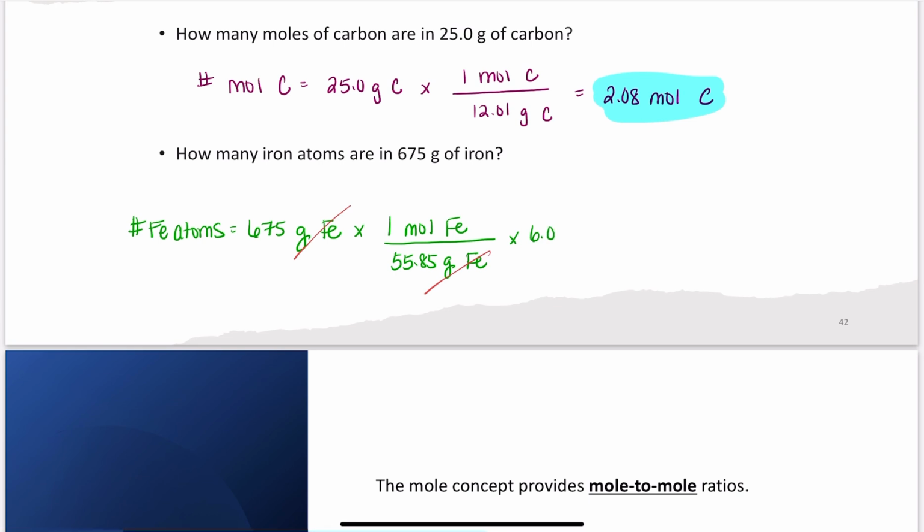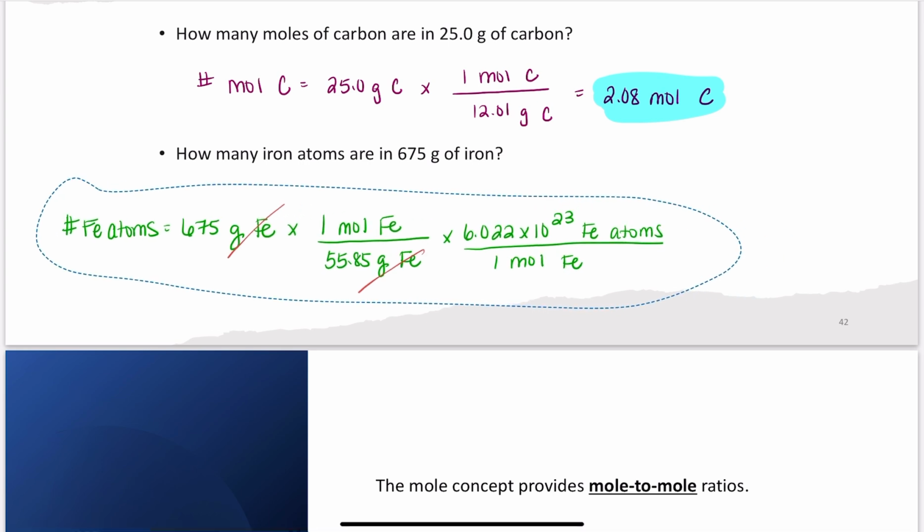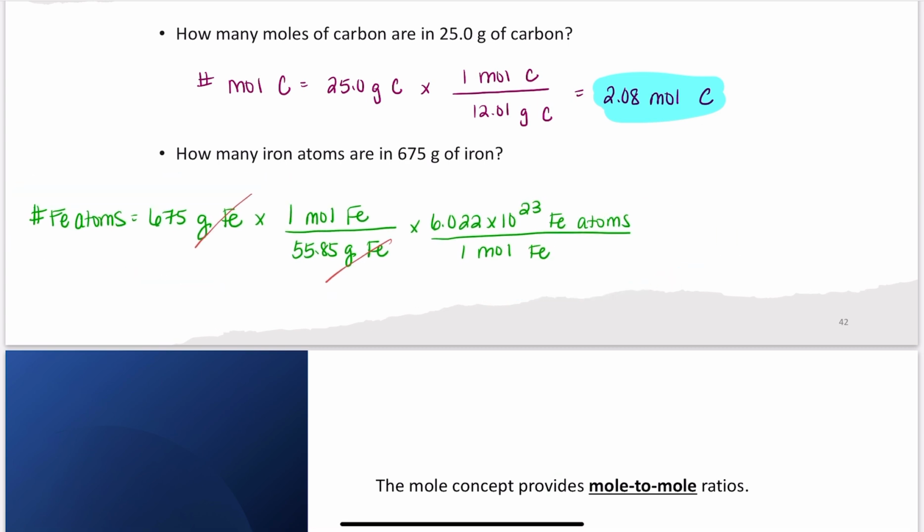Now I can go ahead and convert to number of iron atoms. 6.022 times 10 to the 23rd iron atoms over 1 mole of iron. This cancels out my moles of iron. It gives me a number of iron atoms, which is my goal. I calculate this out, and I end with 7.28 times 10 to the 24th iron atoms.